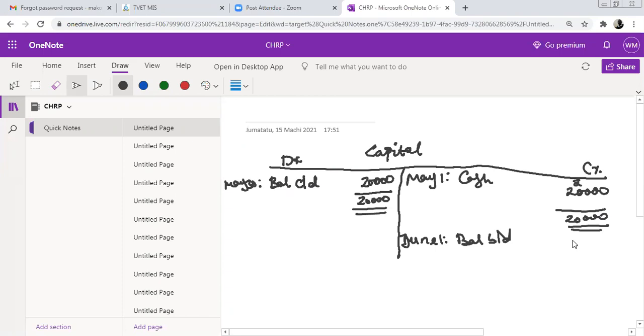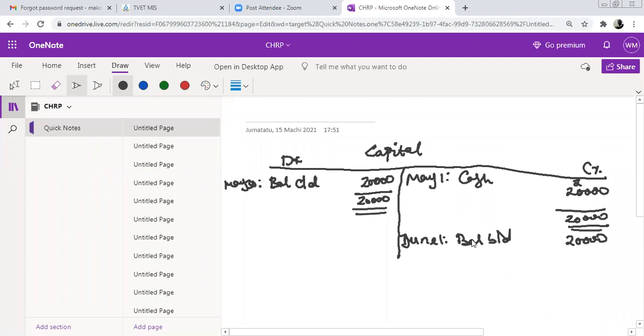So that money is known as the balance brought down. Brought down is the opening balance. Carried down is the closing balance. So we close the month and then we open the new month. We close the old month by the balance carried down, then we open a new month by balance brought down from the previous month.